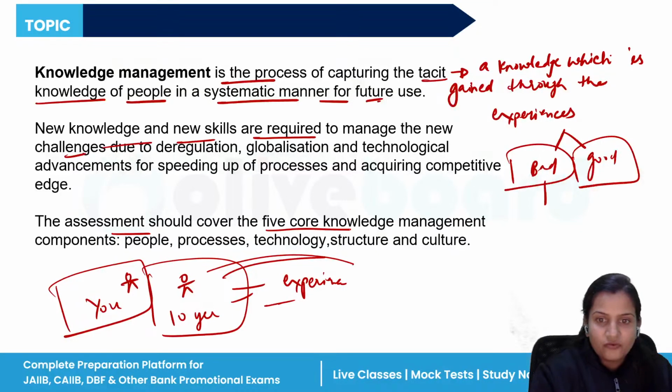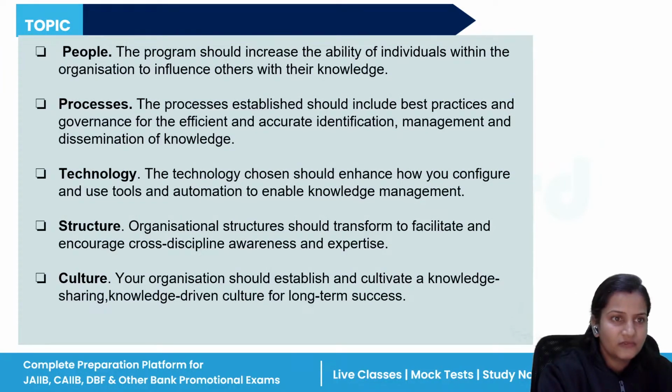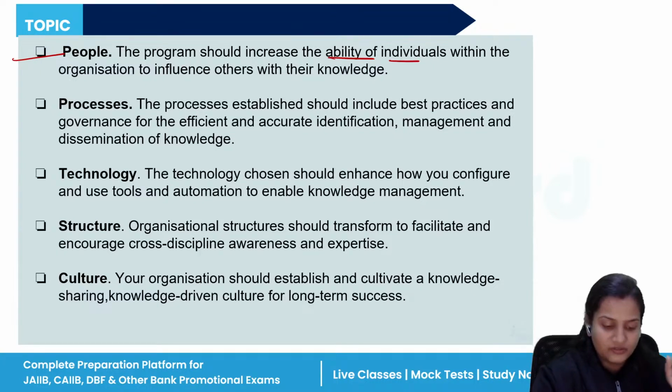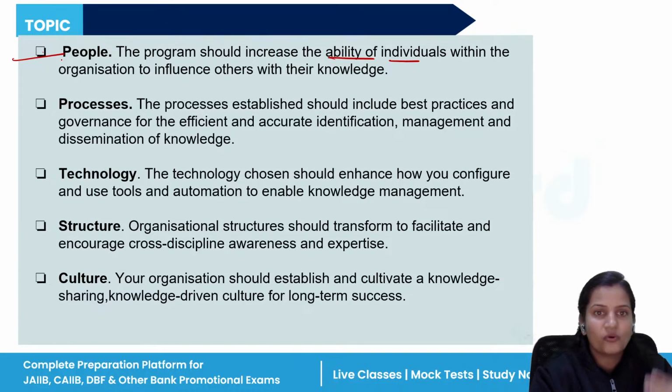Assessment should cover five core knowledge management components, and these are people, processes, technology, structure, and culture. Very important. Now let's do one by one. So people: the program should increase the ability of individuals. If there is good knowledge available in the organization, definitely the ability of the people will increase. They will become more capable to perform their tasks.